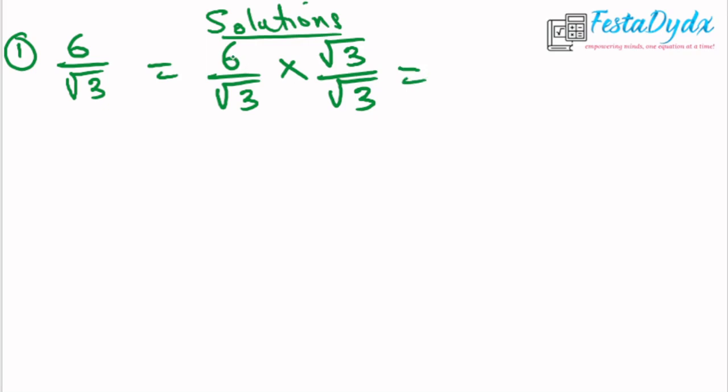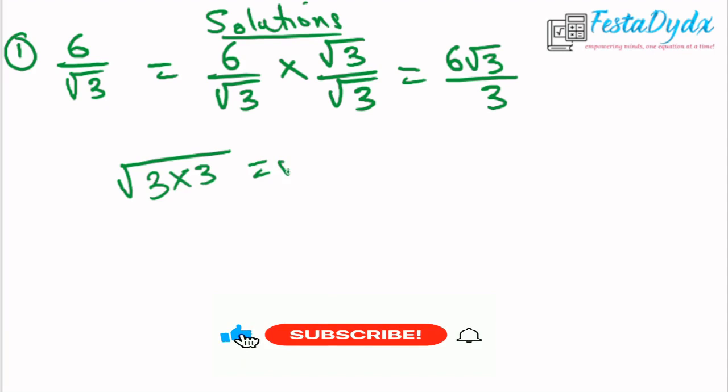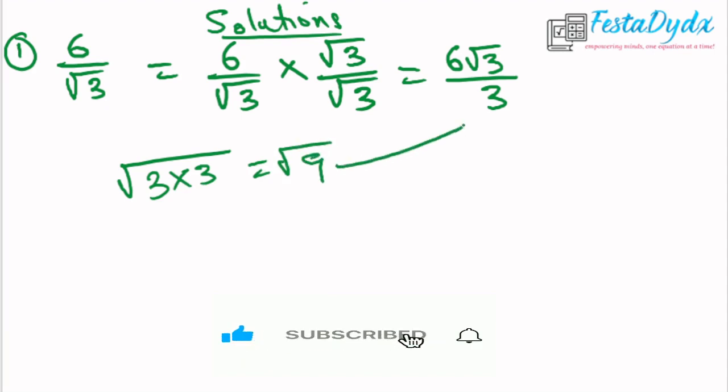So the numerator here is 6 times root 3. So 6 times root 3 is going to give us 6 root 3. And then the denominator, root 3 times root 3 is going to give us 3. You know, root 3 times root 3. Bring the surds together. 3 times 3. 3 times 3 gives you what? 9. What's the square root of 9? The square root of 9 is 3. So that's how we got that. Let's erase this.